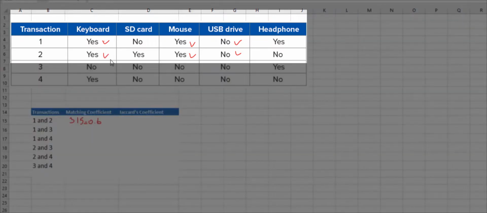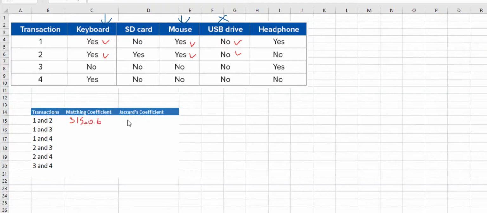For Jaccard's coefficient, we only look at positive outcomes. Yes, it's a positive outcome. Yes, it's a positive outcome. No, it's not a positive outcome. Therefore, we have two positive outcomes divided by the total number of variables, 5, minus the number of negative outcomes, which is 1. Therefore, this is 2 over 4, which is equal to 0.5. And now let's calculate the remaining transactions using Excel.